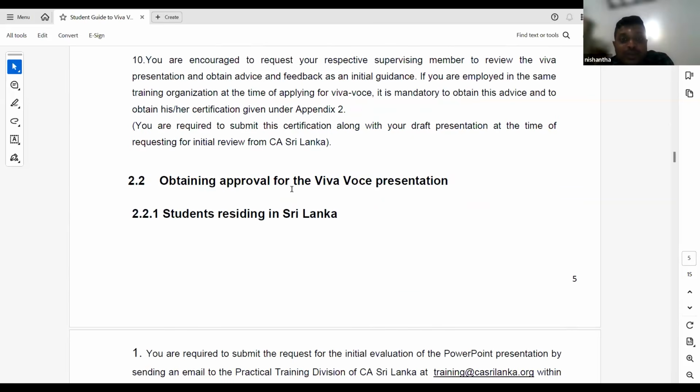Obtaining approval. Once you have prepared the presentation, you have to send it to CA Sri Lanka. And yeah, guys, they have given the opportunity to do the VIVA presentation without the result. Even after you have done the VIVA presentation, if you fail the exam, don't worry. If you pass in VIVA, it will be carried forward. No need to do it again for the next attempt. Once you have done the VIVA, it is done and dusted.